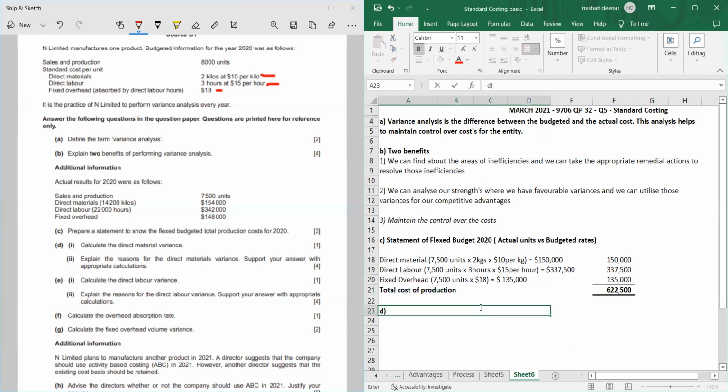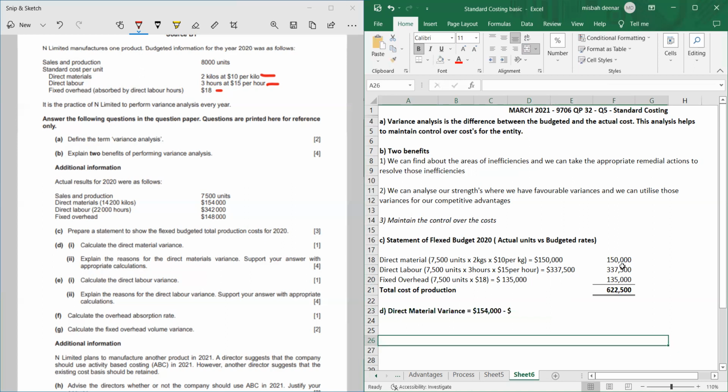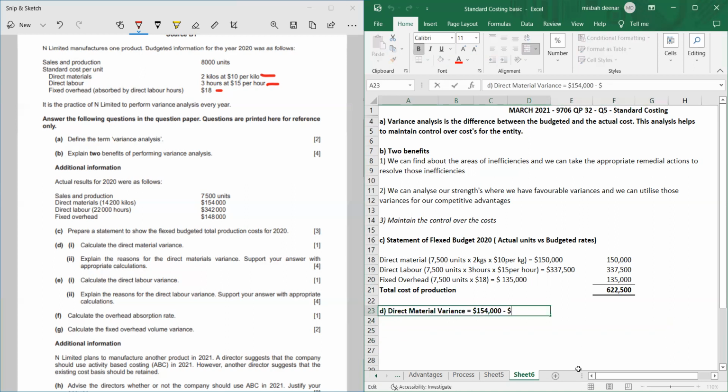Then moving on to D, calculate the direct material variance. So direct material variance. See, the actual cost was $154,000 and the flex cost is $150,000. So giving us a variance of $4,000 adverse because actual cost is greater than flexed.